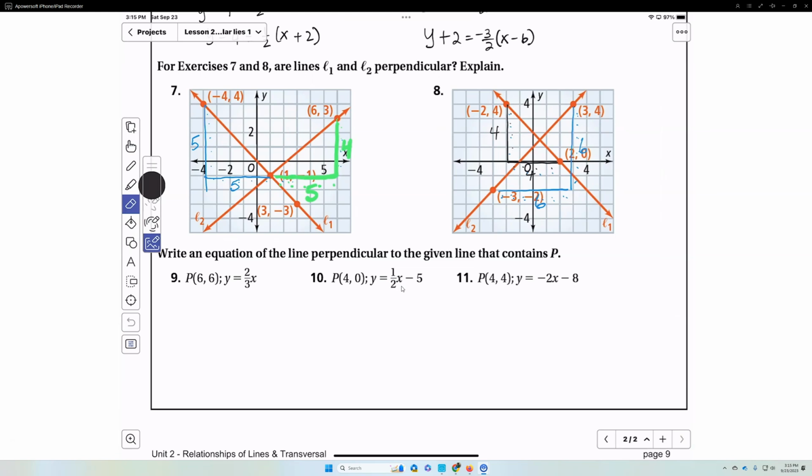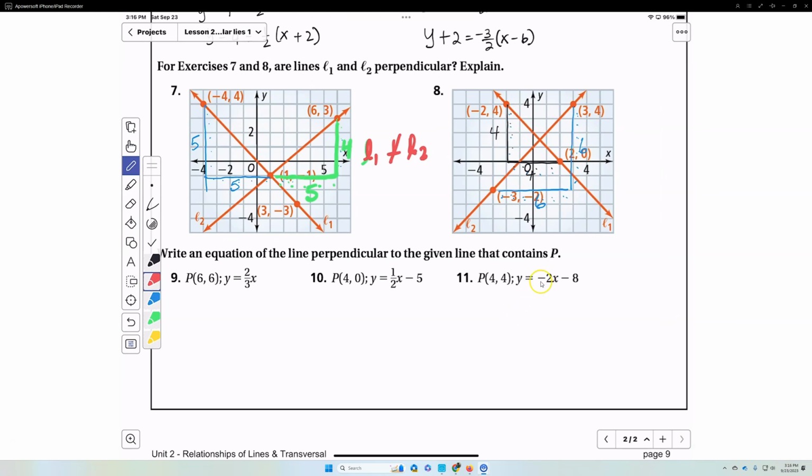For exercises 7 and 8, the question is, are lines L1 and L2 perpendicular? Right here, I went ahead and I compared both slopes. One slope is -5/5, which is for L1, and the slope for L2 is 4/5. So you notice for example 7, they're not perpendicular. So L1 is not perpendicular to L2 because the slopes are not opposite reciprocal of each other.